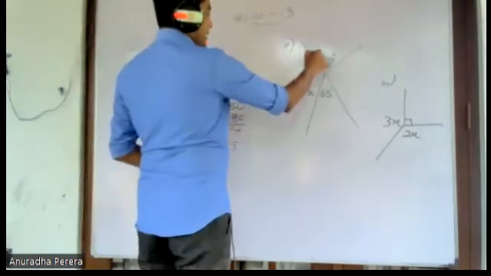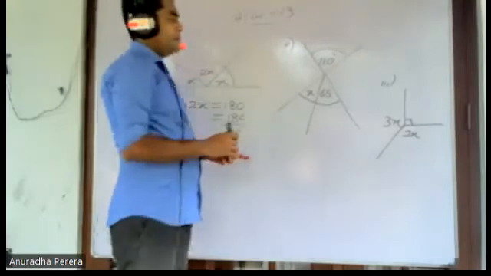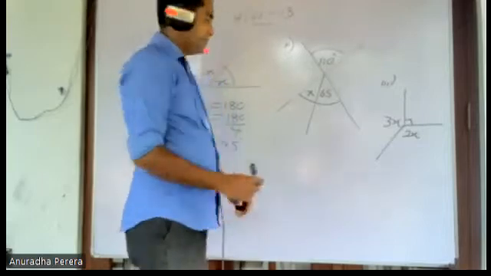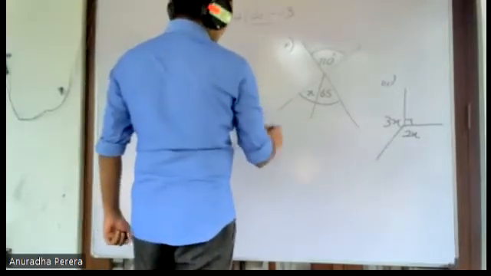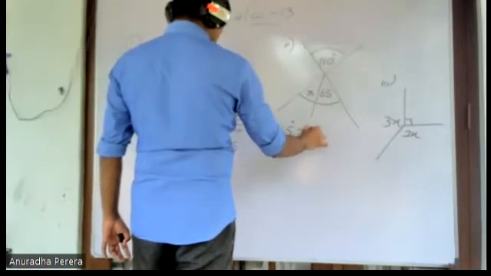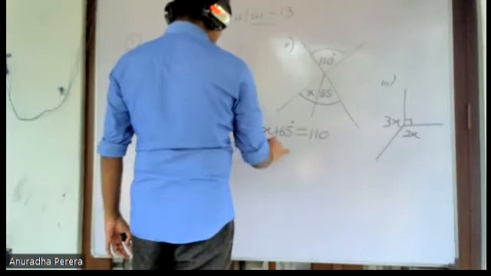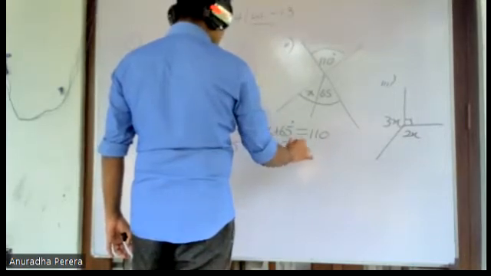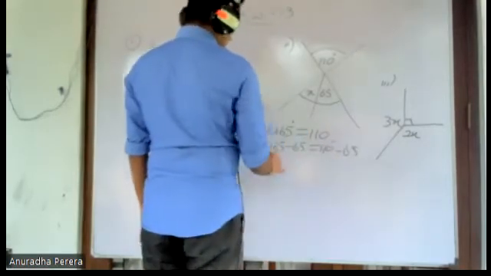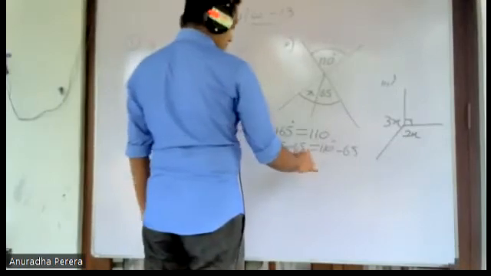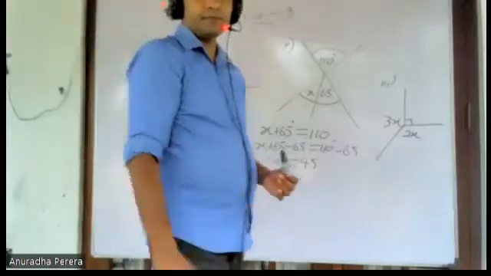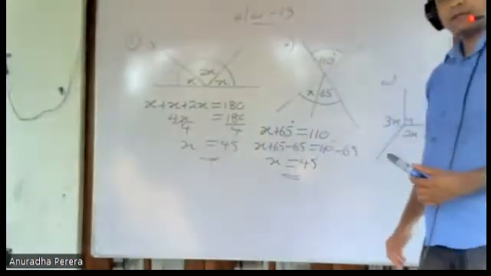Second one, we can apply... tell me what type of angles? Vertically opposite angles. Then construct an equation: x plus 65 equals 110. Subtract 65 from both sides to find the answer. 110 minus 65. x is again 45 degrees.